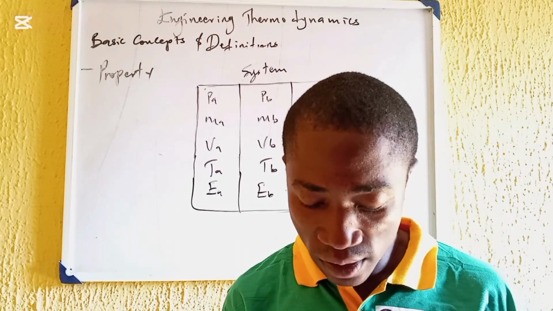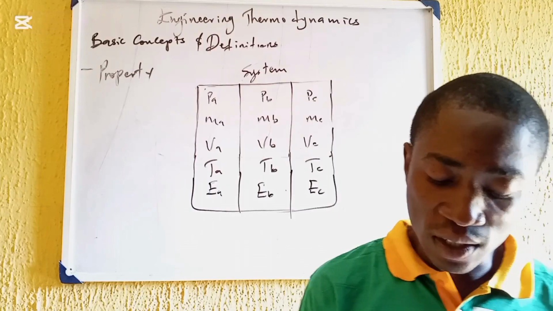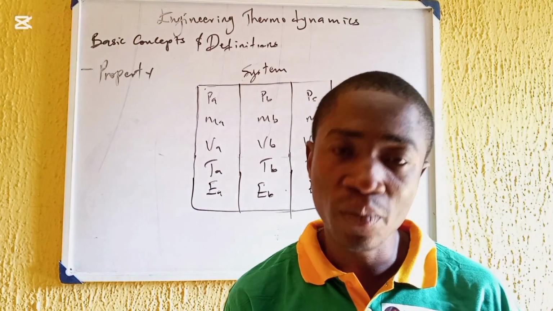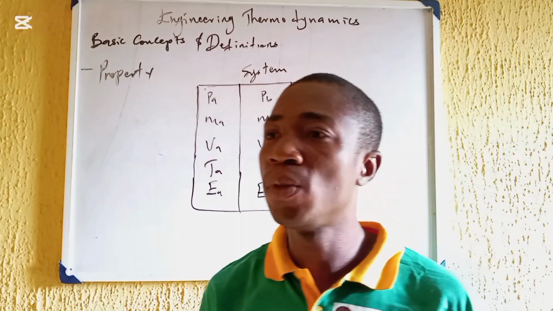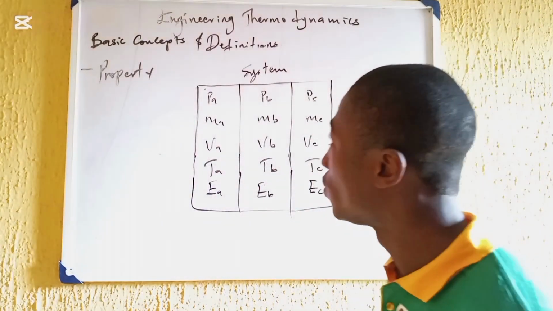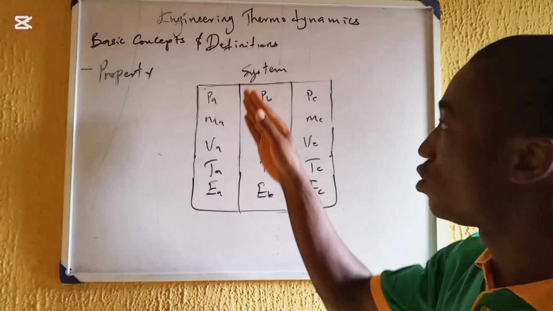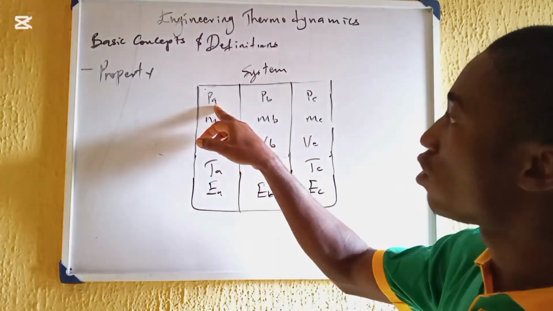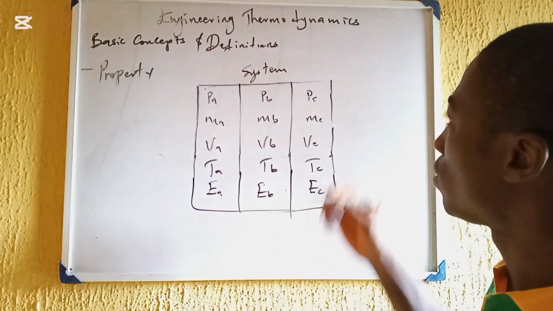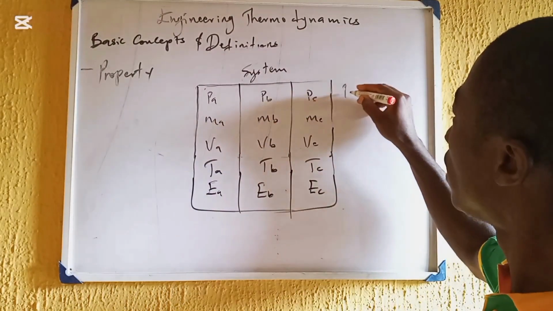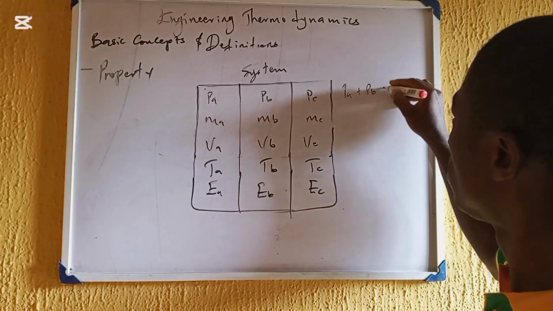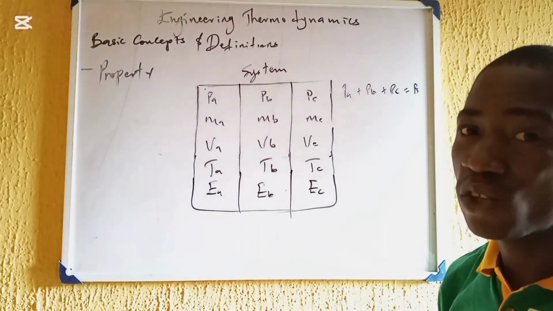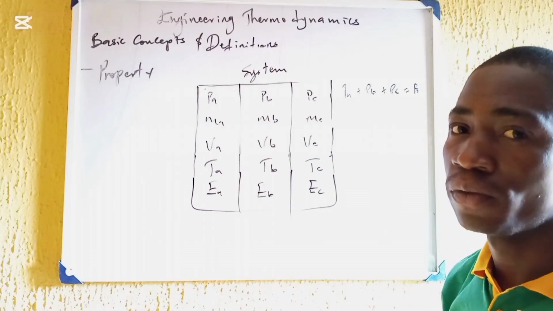For intensive properties, their values for an overall system is not the sum of their values for the parts into which the system is divided. So assuming we want to measure the pressure of a system and we have the system split into three parts. Now we cannot say the pressure of part A plus the pressure of part B plus the pressure of part C, that's PA plus PB plus PC is equal to P system. That will be wrong. The pressure of a system is not measured that way.